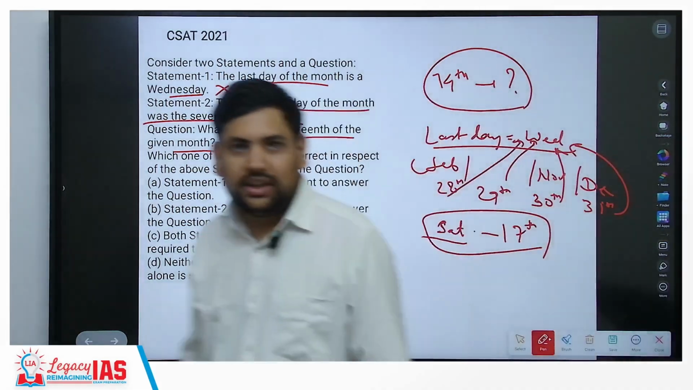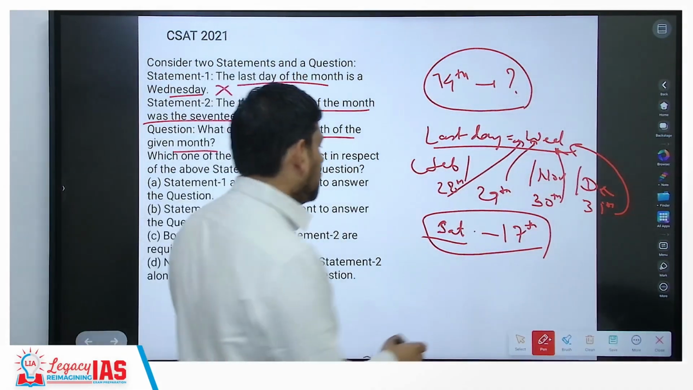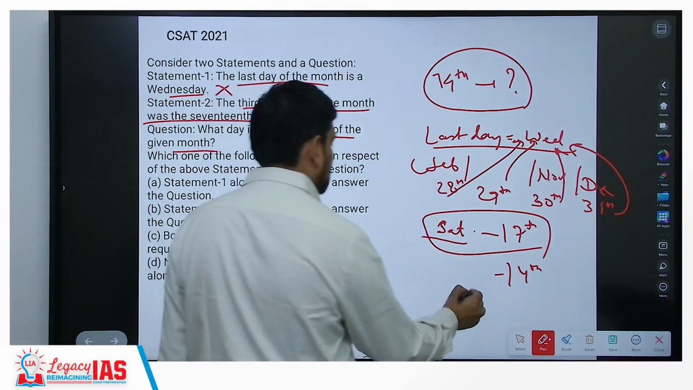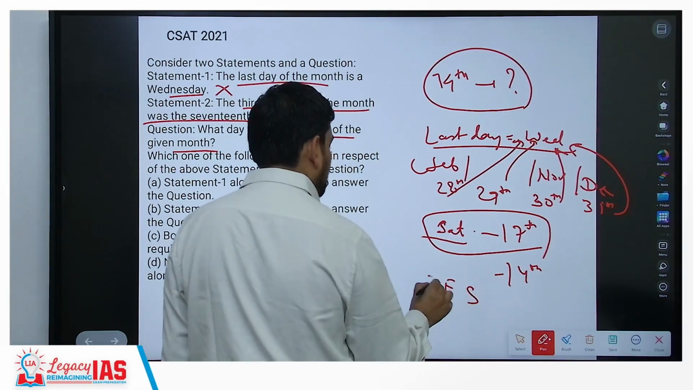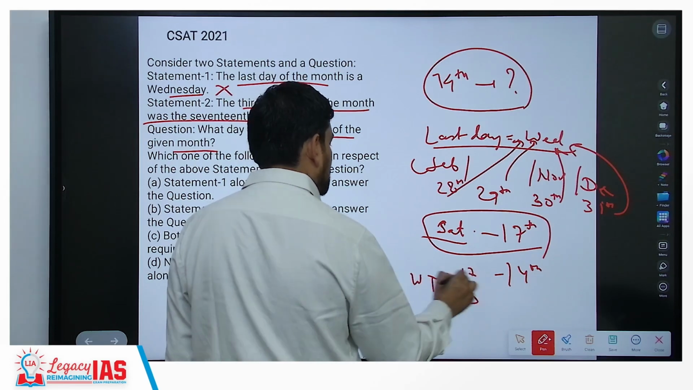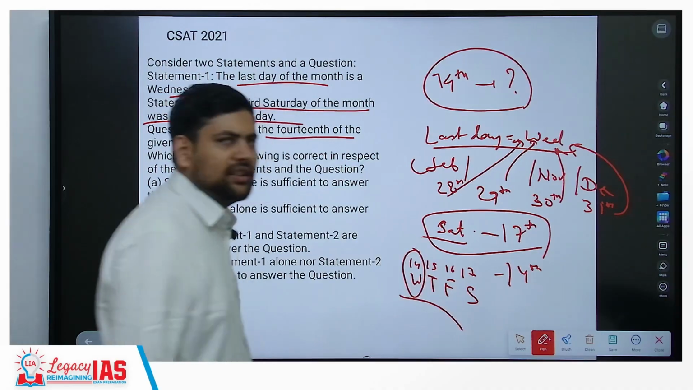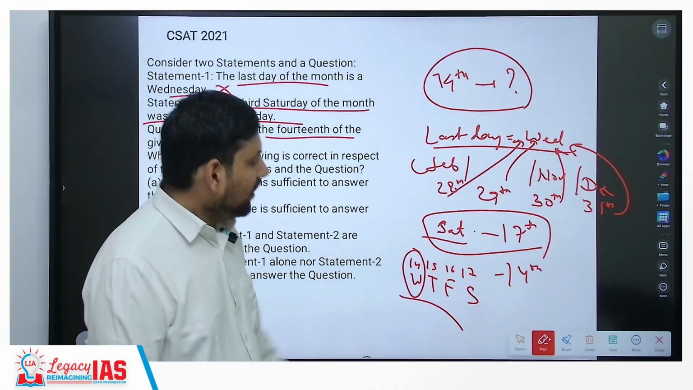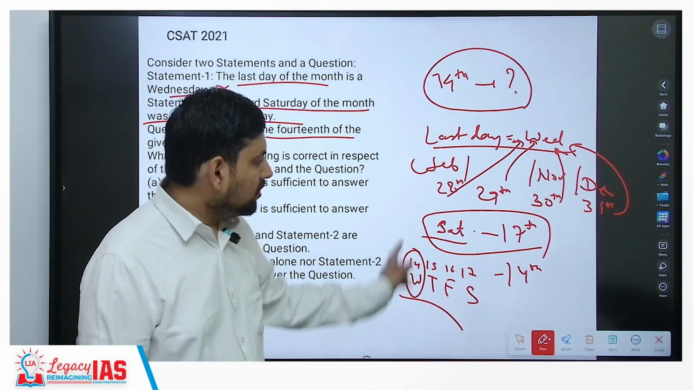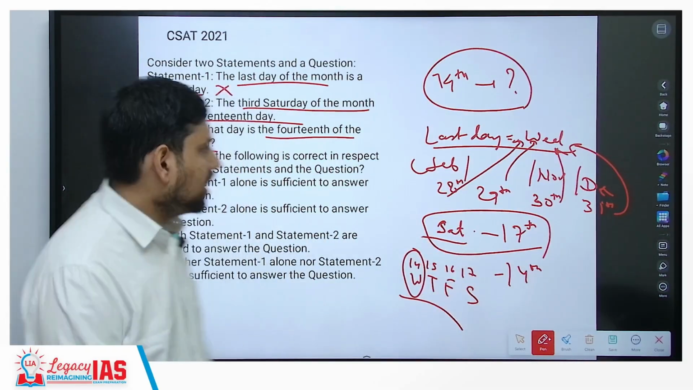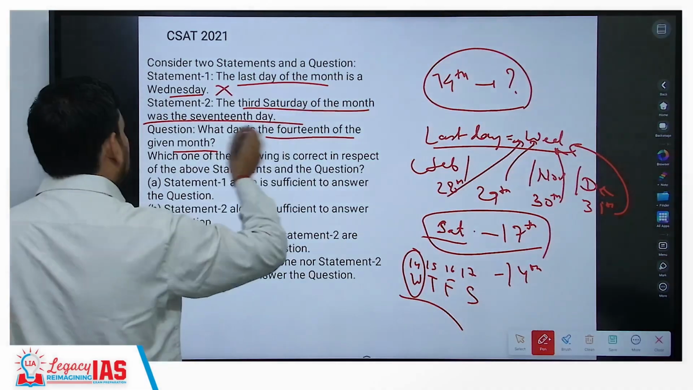If the 17th is Saturday, then on the 14th what will you have? 17th is Saturday, so go back: Friday, Thursday, Wednesday, that is 17, 16, 15, 14. The 14th is Wednesday. Easy peasy. So this is how you get it: 17th is Saturday, so the 14th will be what? Of course you can get it from this. This will come out to be Wednesday.